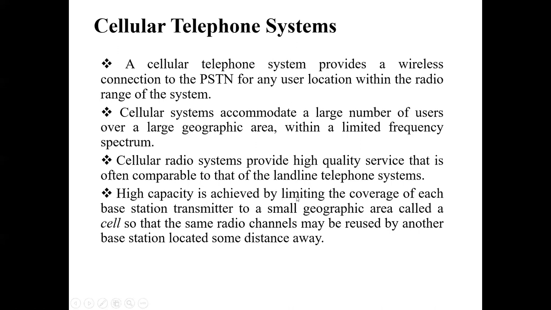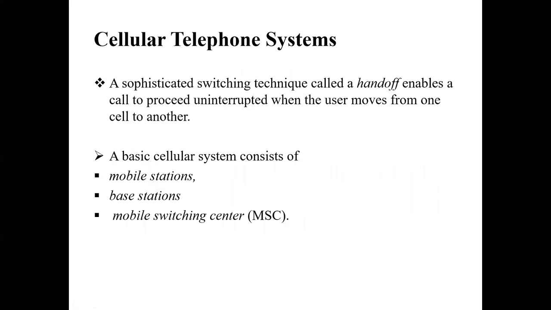High capacity is achieved by limiting the coverage area of each base station transmitter to a small geographic area called a cell, so that the same radio channels may be reused by another base station located some distance away. Of course, this distance will be defined in the coming lectures as the co-channel distance. So by now we have explained the objectives of installing a cellular communication system.